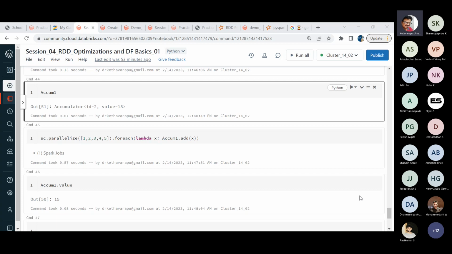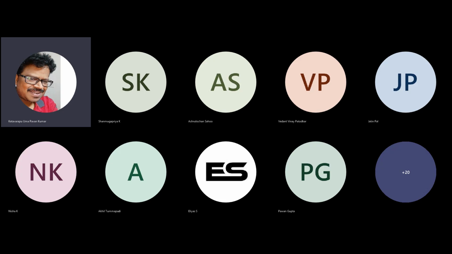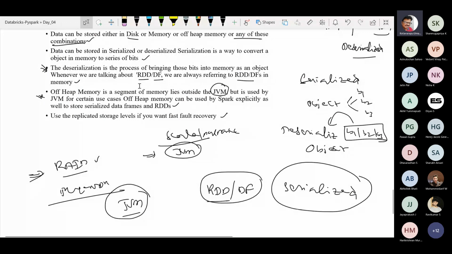Surendra is asking, is deserialization better than serialization? Let us understand what exactly deserialization is from this particular analogy. Okay. So definitely we need to see once again so that you can be clarified, right? Now see guys here, deserialization is a process of bringing those bits into memory as an object. Whenever we are talking about RDD or data frame, we are always referring to RDD data frames in memory.